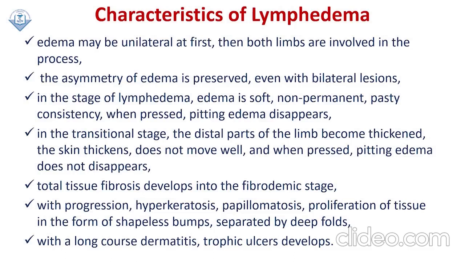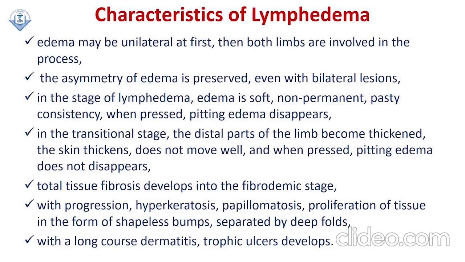In the transitional stage, it is the next stage of development of this type of edema. Distal parts of the limbs become thickened, skin thickens, does not move well, and when pressed, pitting edema never appears. Total tissue fibrosis develops into the final fibredematous stage.